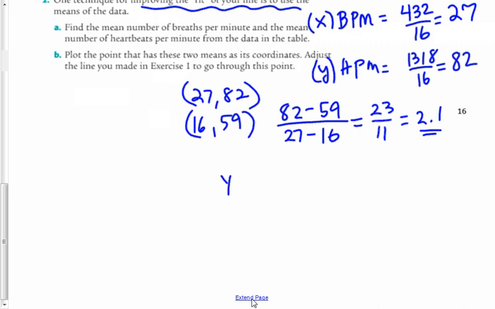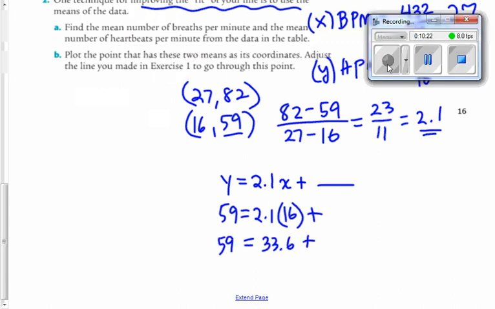And to find the y-intercept, I'm going to actually use one of these points to help me do that. So I know my equation now is 2.1x plus some y-intercept. And I'm going to substitute 59 for y. 2.1 times 16. If I multiply 2.1 by 16, I get 33.6. If I subtract that from 59, I get 25.4. So that's my y-intercept, 25.4. And that should be a little bit more accurate because it goes through the mean.